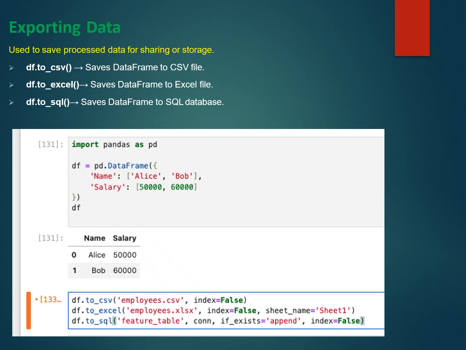Finally, we export processed data. Exporting is the final step in ETL and ML pipelines. Here df is the data. df.to_csv saves data to a CSV file. df.to_excel saves to an Excel file. df.to_sql saves data into a SQL database.